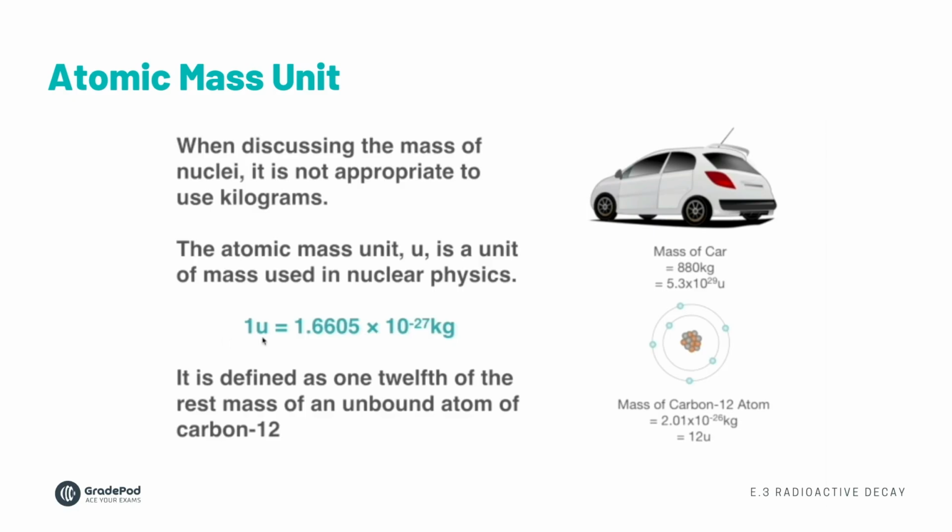The atomic mass unit is a unit of mass in nuclear physics. 1 u is equal to 1.6605 times 10 to the minus 27 kilograms, which is a bit of an odd number. But it's defined as 1/12 of the rest mass of an unbound atom of carbon. So if you were to take an atom of carbon, we'd say that it had 12 u. That means that 1 u would be 1/12 of that.